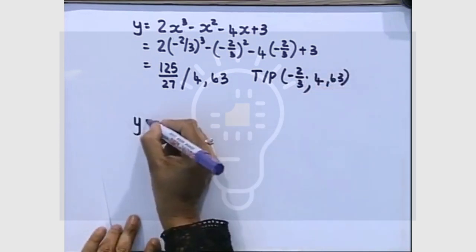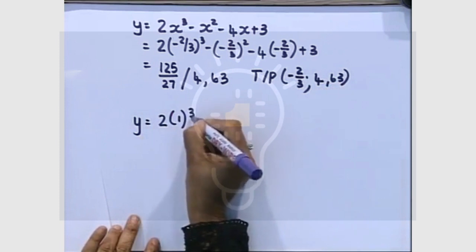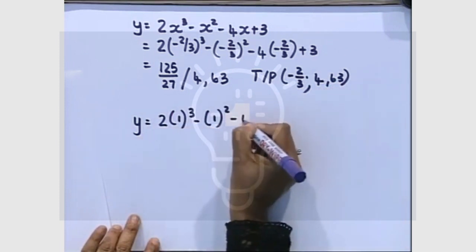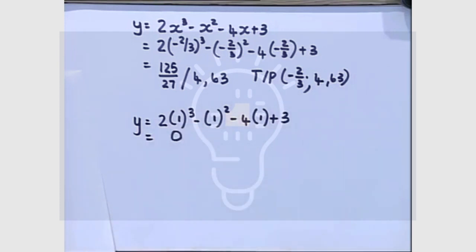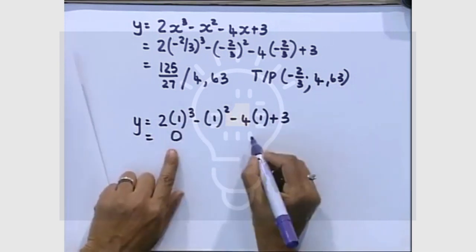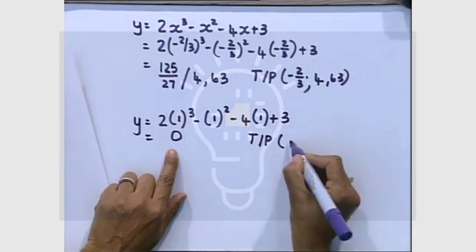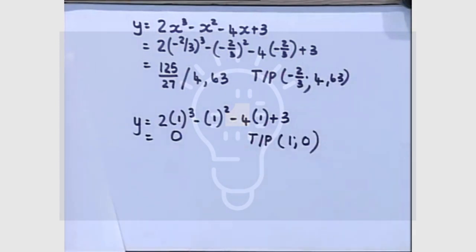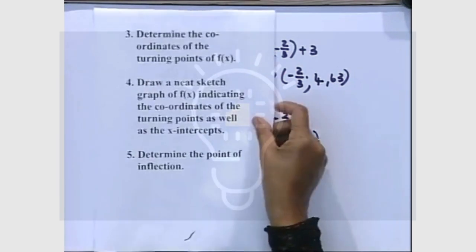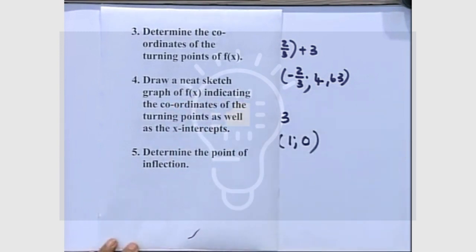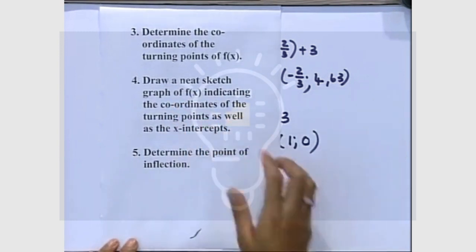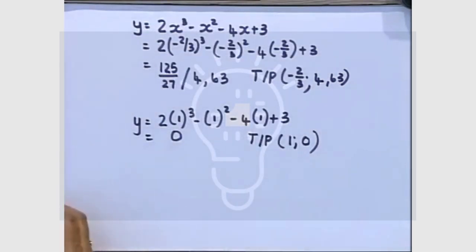Your other turning point, you are going to substitute 1 into the place of x. And we don't even have to put this on our calculator because we did it already and we saw that it is 0. So your other turning point is 1 and 0. And there we have those questions there. And then the next question says that we now have to draw a neat sketch graph of f of x indicating the turning points as well as the x-intercepts.